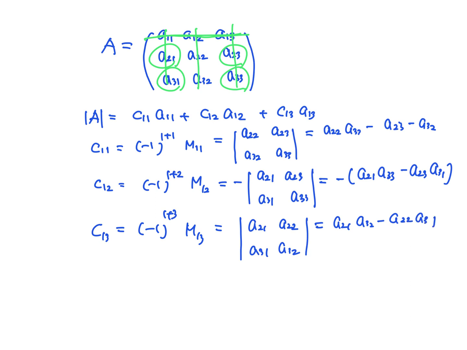So determinant A is actually A11 times A22 A33 minus A23 A32.